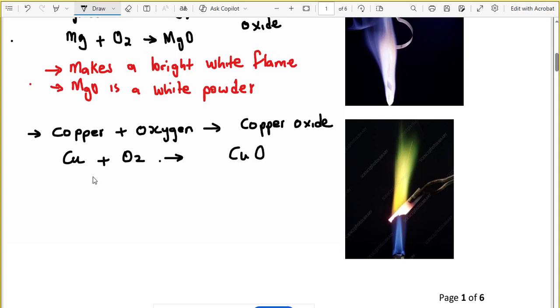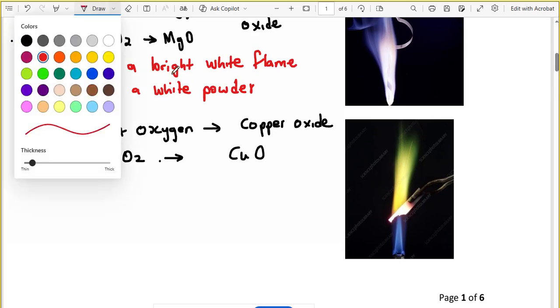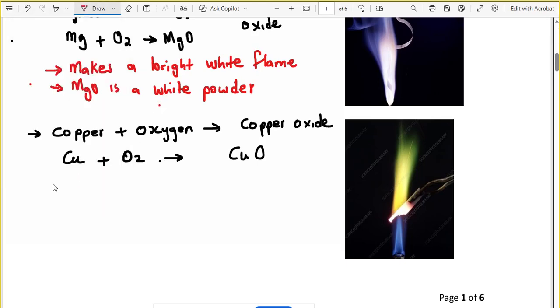So now, if we note down what is going on here, we can see that it makes a green flame. That's the first thing that we note. The second thing that you need to note is that copper oxide is a black powder.